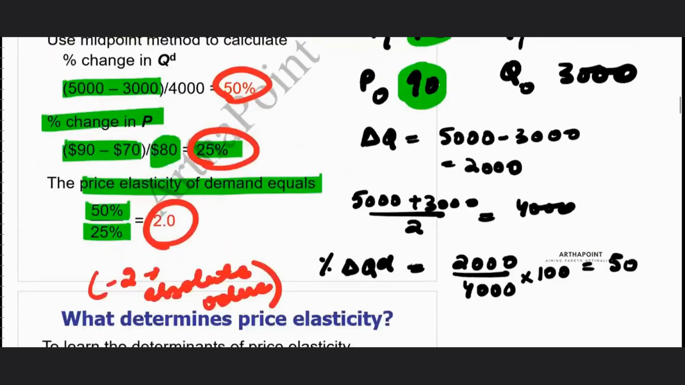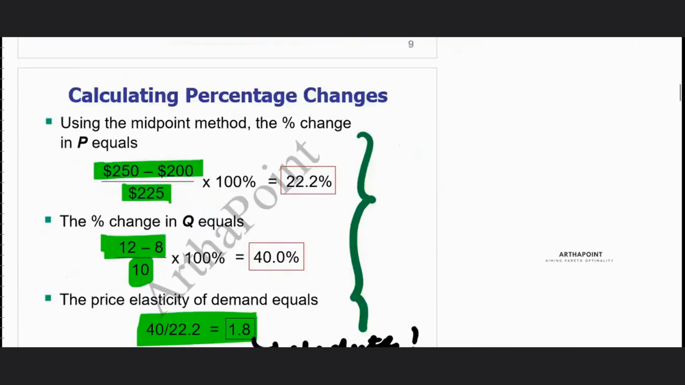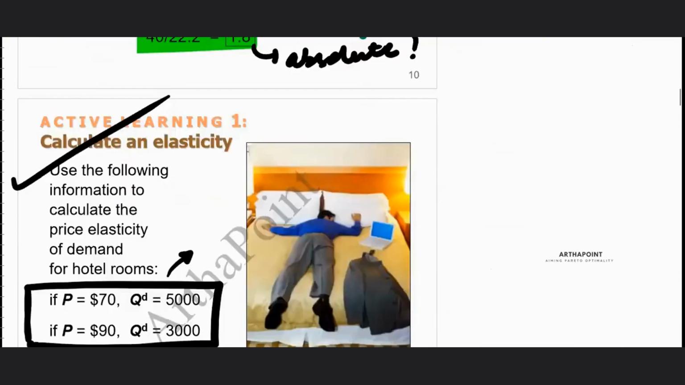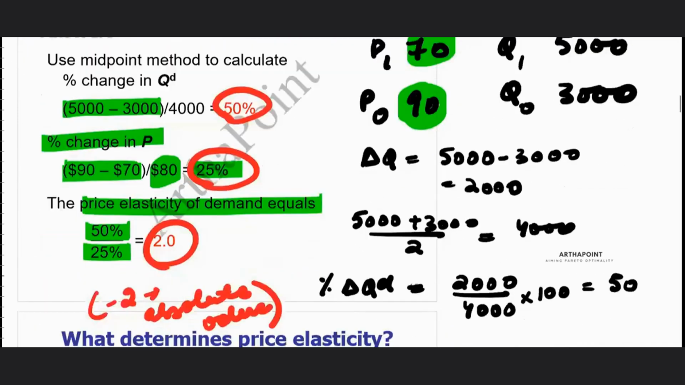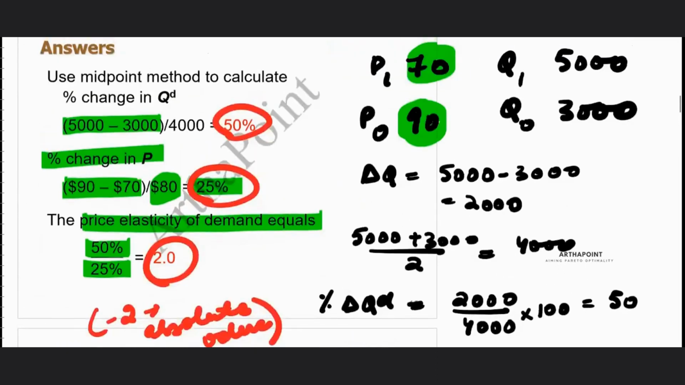So this is how we can go ahead and find the price elasticity. We have learned 2 methods. One is when the answer differs. The second is the midpoint method, where the answer remains the same.